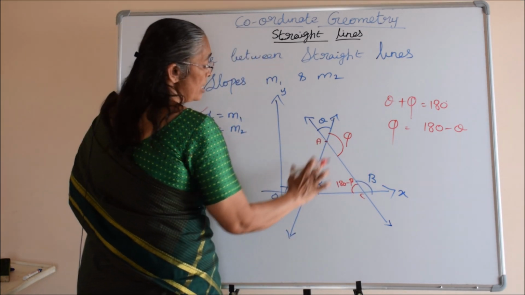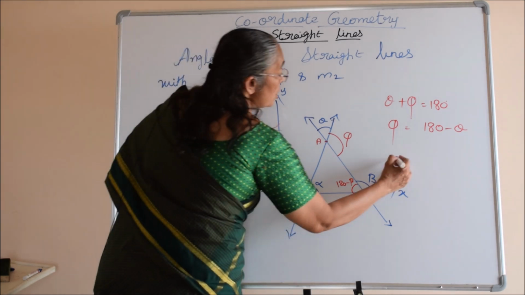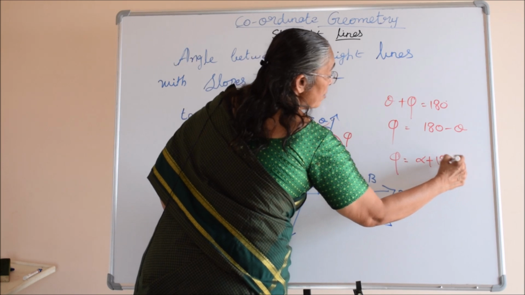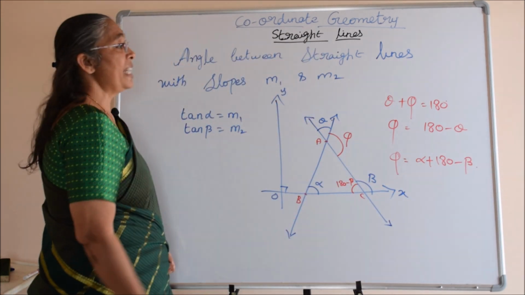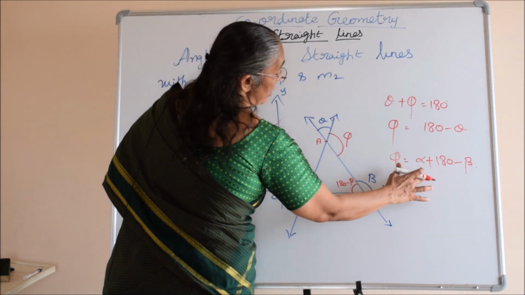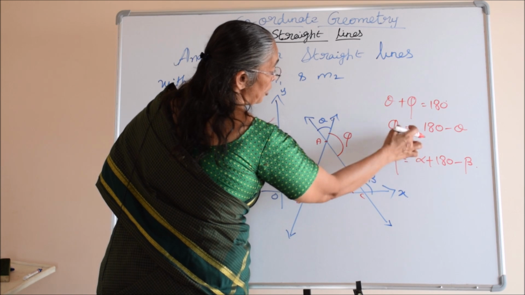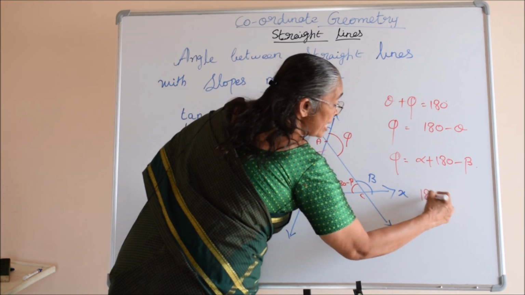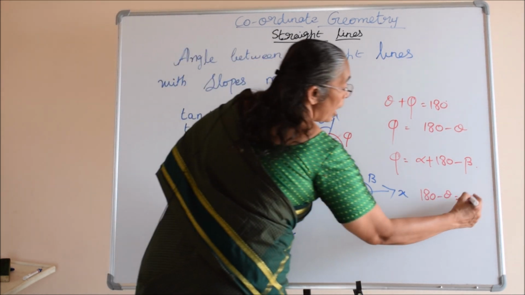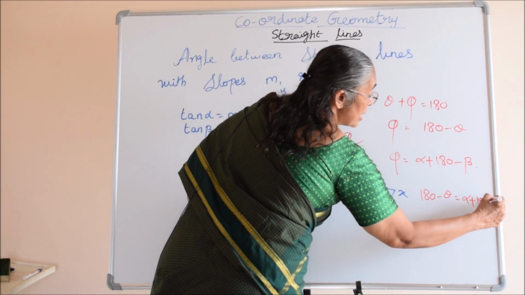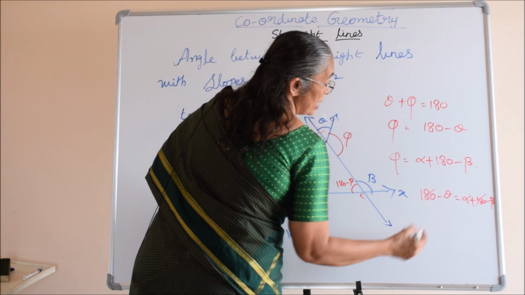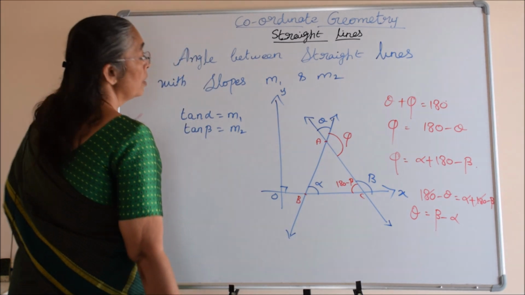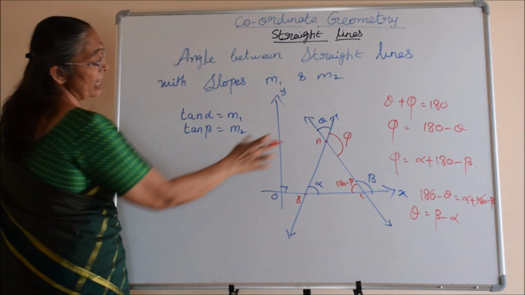The exterior angle is equal to the sum of the two interior opposite angles. So, I can write phi as alpha plus 180 minus beta. These both are phi, so I can equate these two. From this I will get 180 minus theta is equal to alpha plus 180 minus beta. Both the sides 180 gets cancelled, so theta is equal to beta minus alpha.